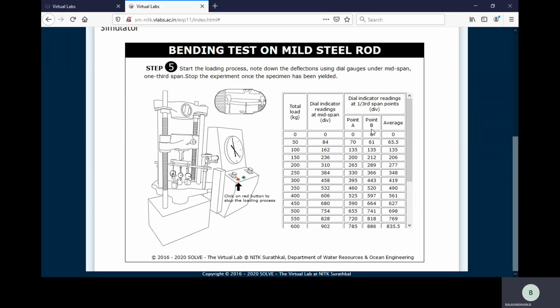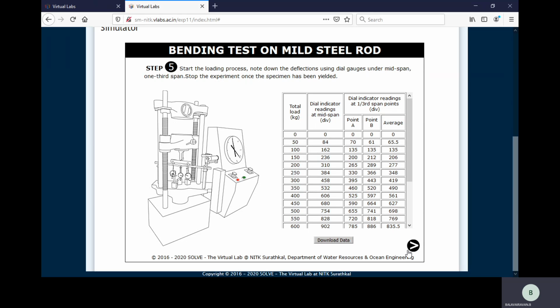As you saw, with the chalk we are marking two places. So fix the dial gauges at two places at one third of the length of the specimen. Take the dial gauge reading, the deflectometer reading, and take the average of the two values. Then this is the dial indicator reading at midspan. Then it is the final dial indicator reading at one third of the specimen. These are the deflections under the different loads. Now I stop the machine.